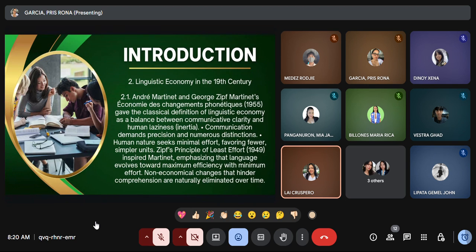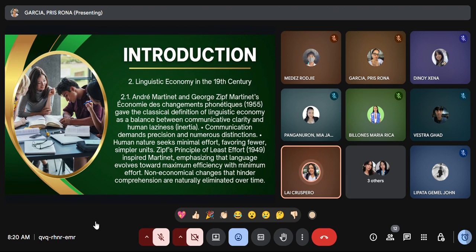That's it. So the linguistic economy in the 20th century. According to Andre Martinet and George Zipf, Martinet's Economy des changements phonétiques in 1955 gave the classic definition of linguistic economy as a balance between communicative clarity and human laziness, or what we call inertia. So this principle defined by linguists like Andre Martinet and George Zipf is the classic way to explain how language changes.